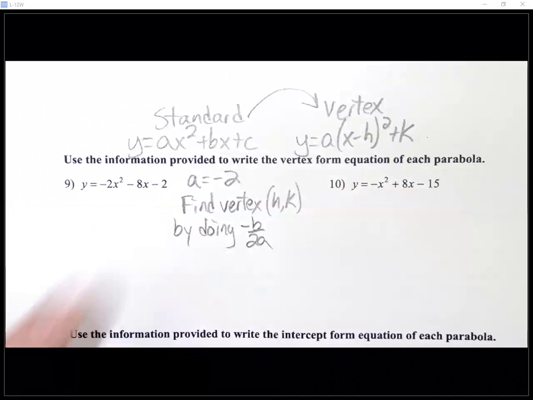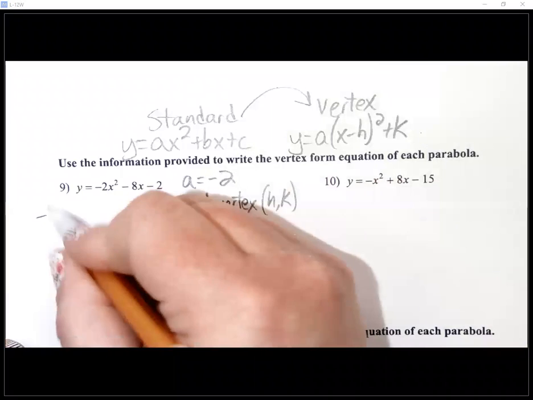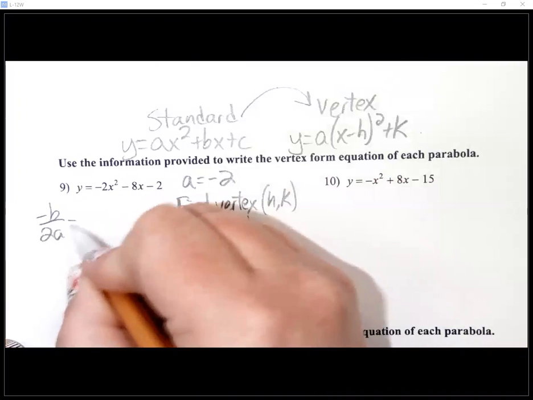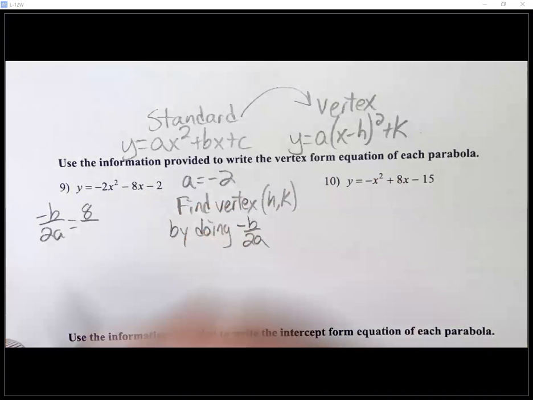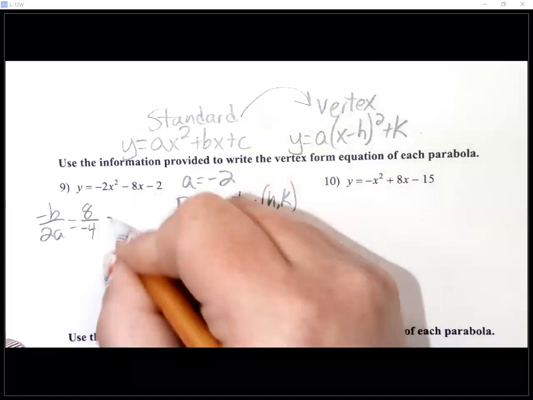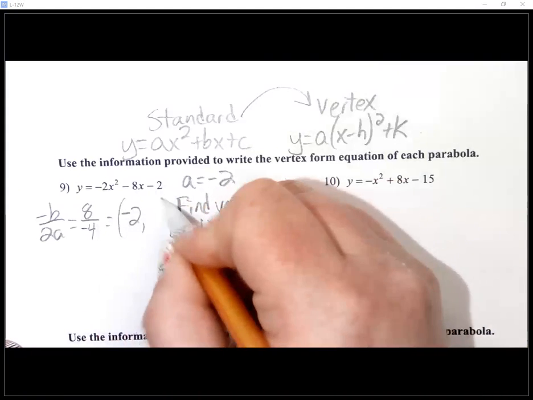All right, so let's do that. -b over 2a in this case. So let's sneak it over here. That would now be +8 over -4. So h looks like it's going to be -2, comma something, right? Do you remember how to find the something?